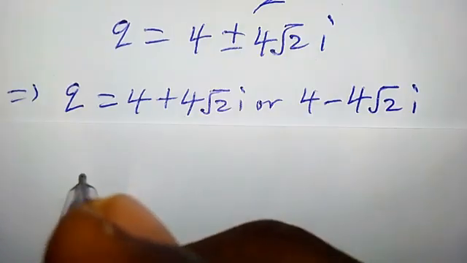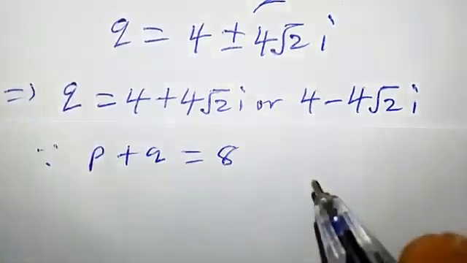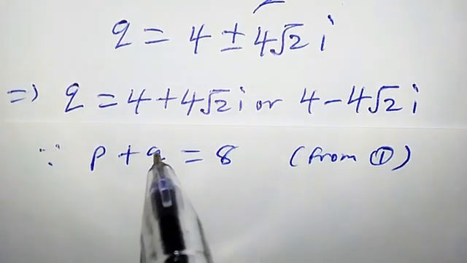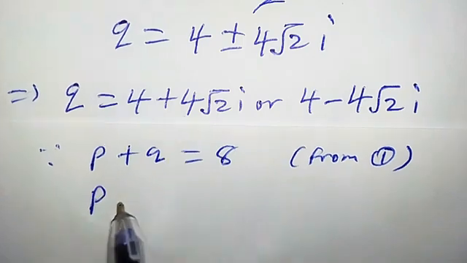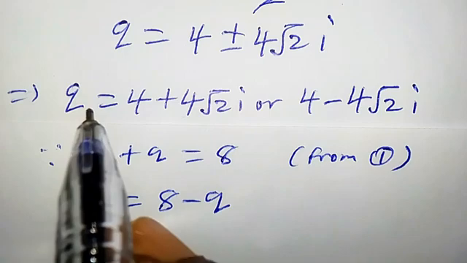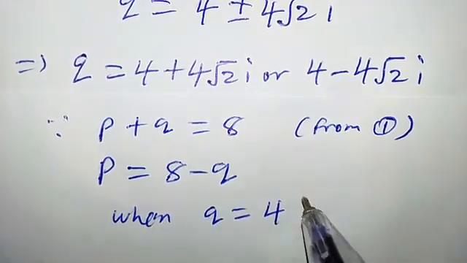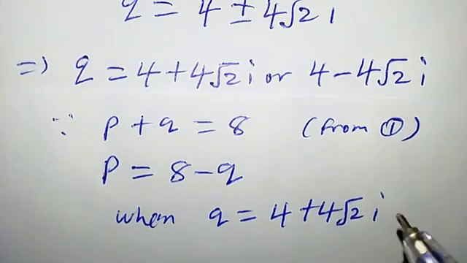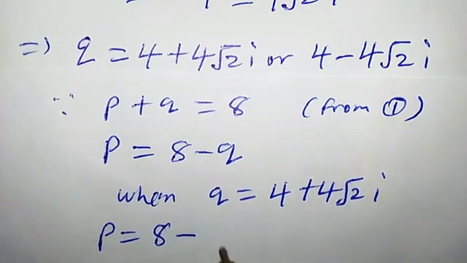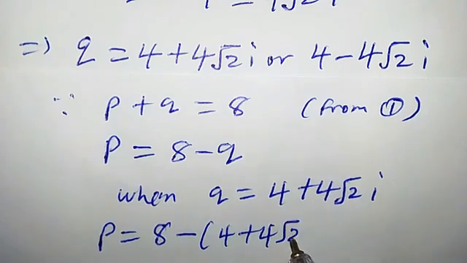So let's do that. Let us continue, since P plus Q equal to 8. This comes from equation 1. If we transfer Q to the right, we're going to have P equal to 8 minus Q. Now, let's consider when Q equal to 4 plus 4 root 2 i. So what will be the value of P? P equal to 8 minus, what is Q? This is Q now, 4 plus 4 root 2 i.